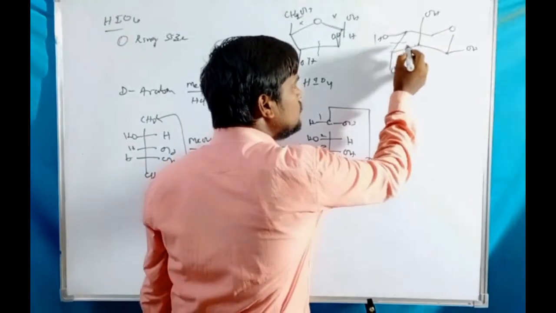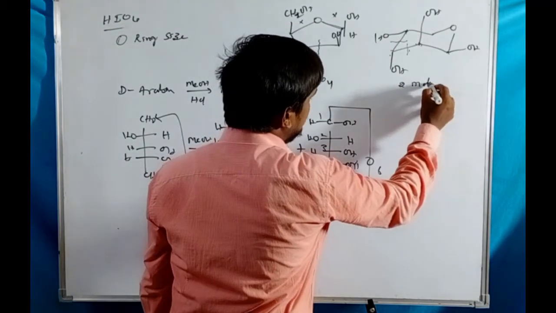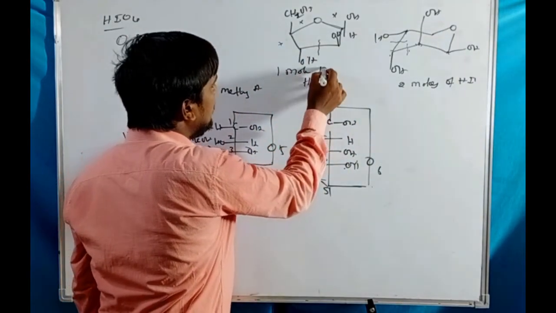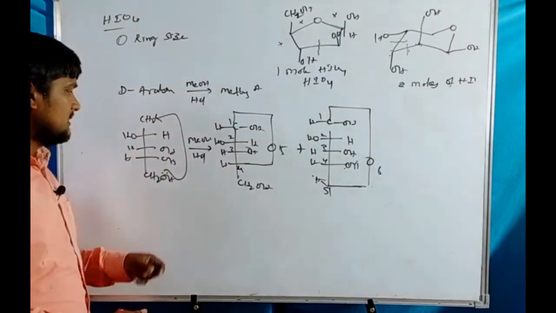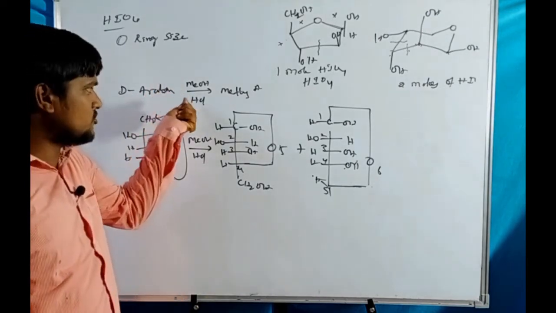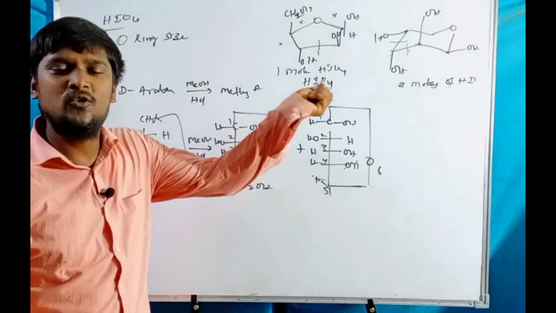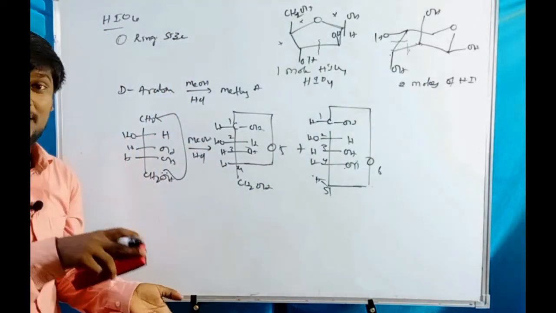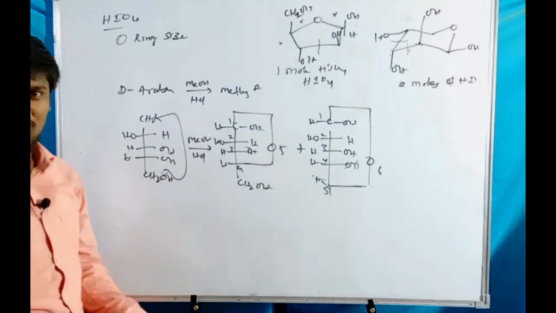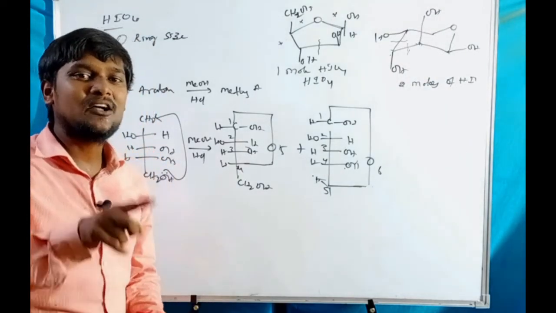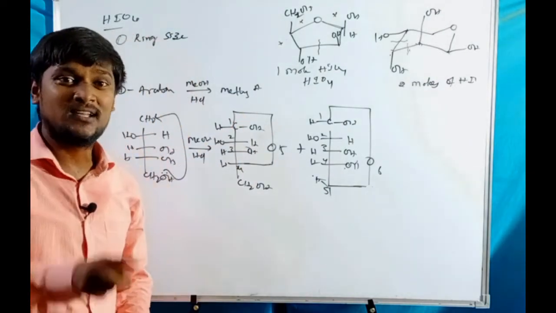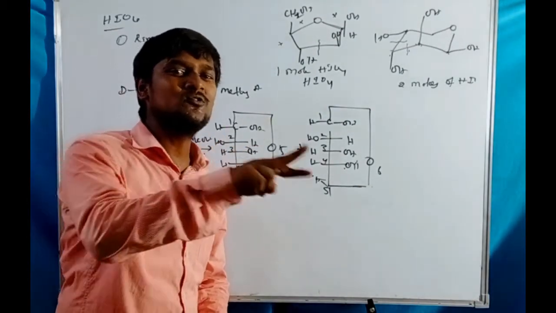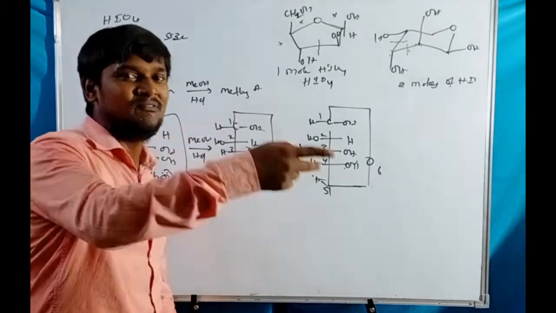Now here it requires 2 moles of HIO4, and here it requires only 1 mole of HIO4. Now this is the reaction: D-arabinose treated with methanol and HCl forms the methyl arabinoside. Whether it is the furanoarabinoside, we don't know. But if it consumes only 1 mole of HIO4, that indicates it has the furanose structure. If it consumes 2 moles of HIO4, it is in the form of a pyranose structure.